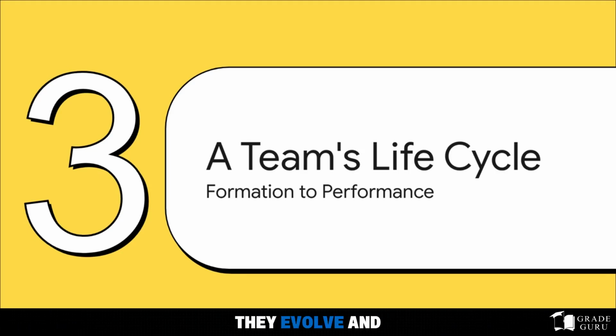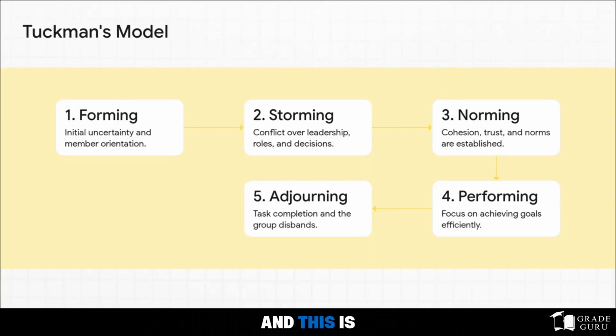Nope, they evolve. And understanding their life cycle is absolutely crucial for managing them. And this is the famous model you have to know, Tuckman's stages. Teams start out in forming, where everyone's a bit uncertain. Then comes storming, which is that necessary period of conflict. If they get through that, they hit norming, and then finally performing. But here's the thing, it's not always a straight line. Teams can totally get stuck in a stage or even slide backward.